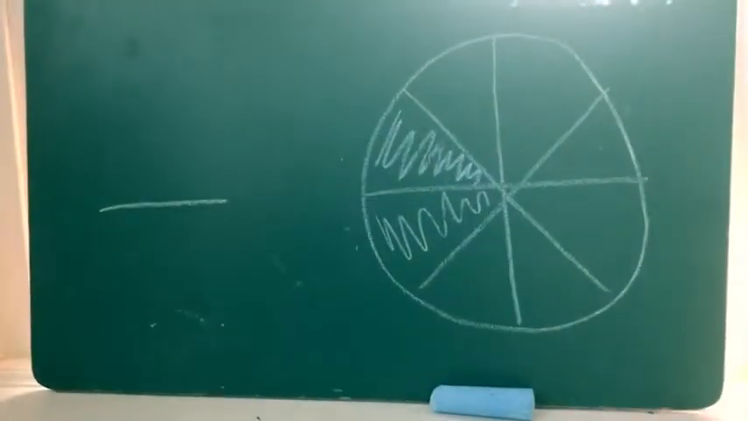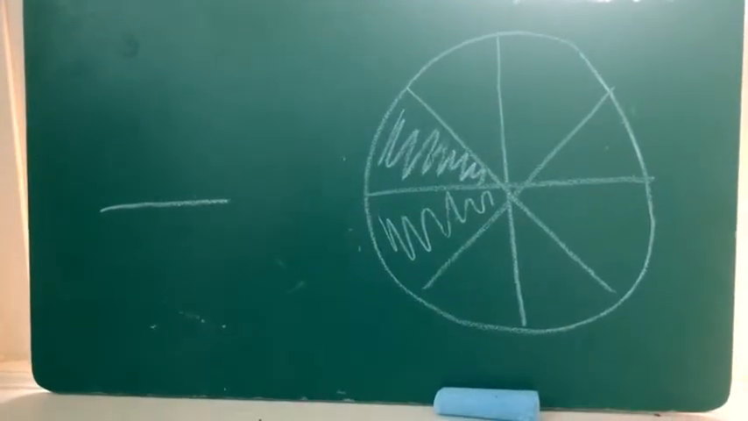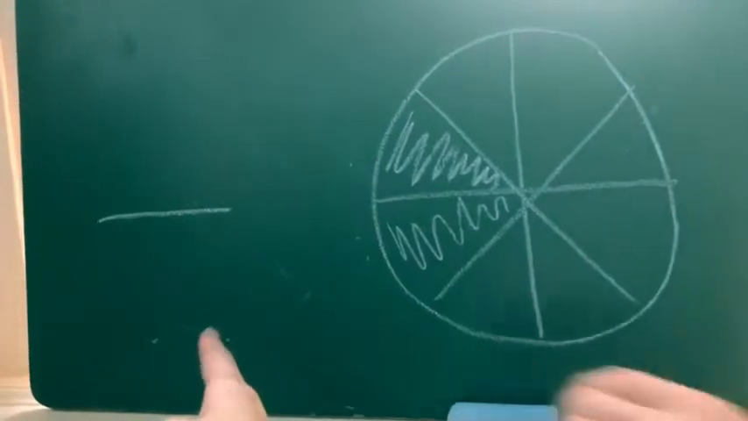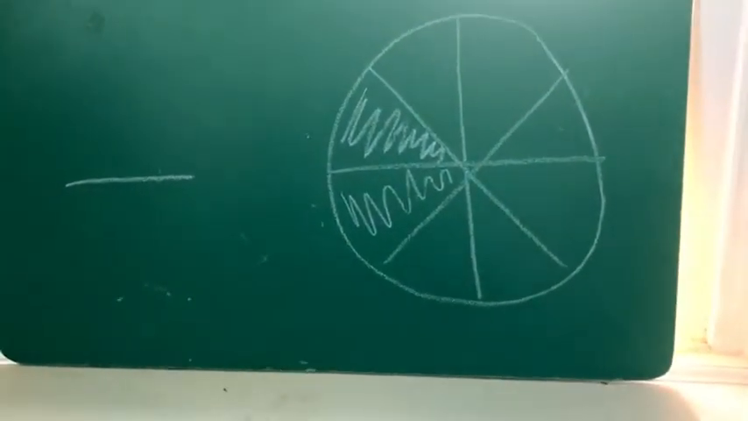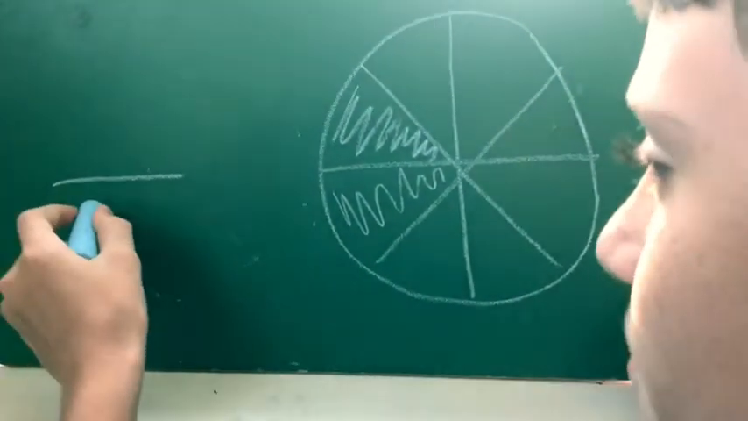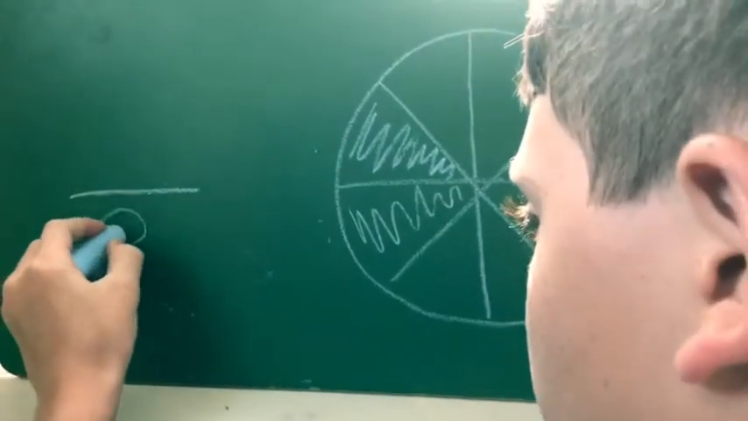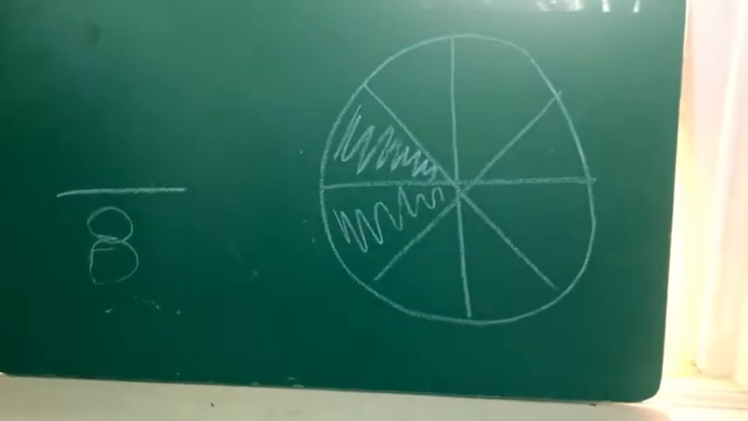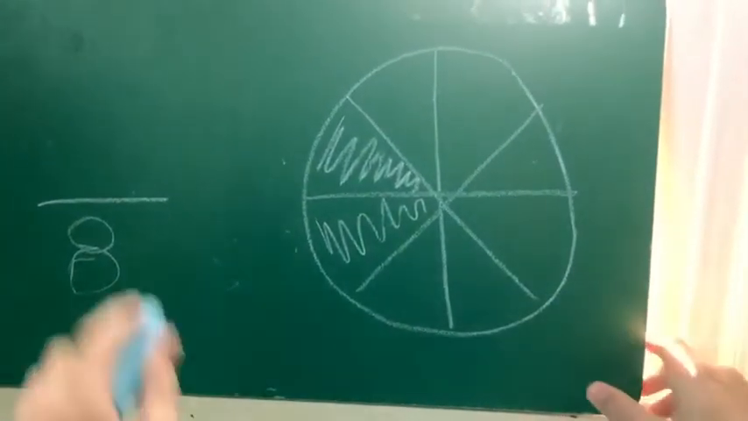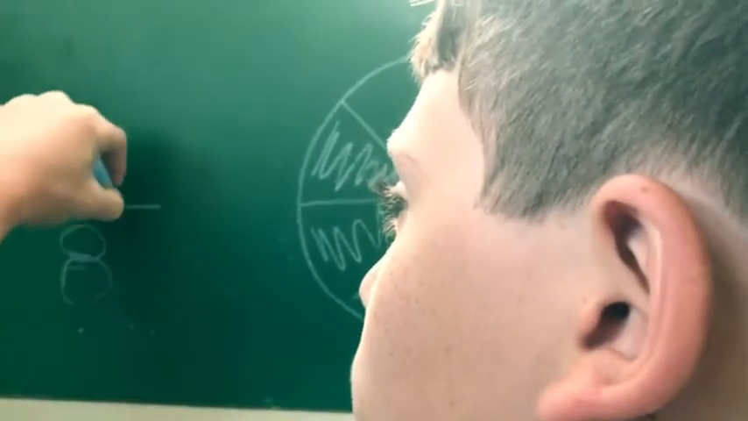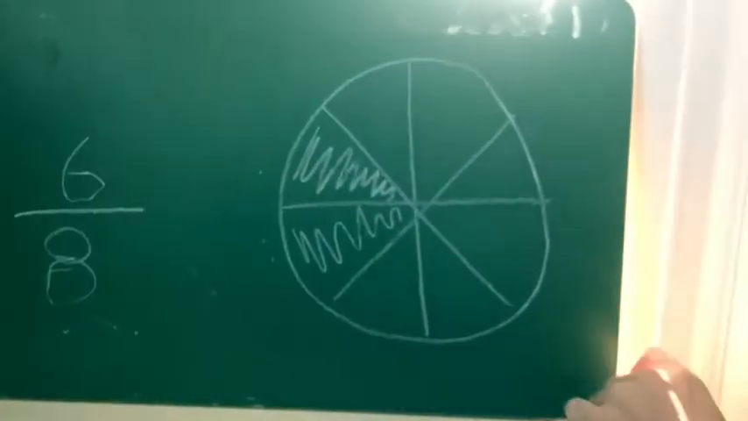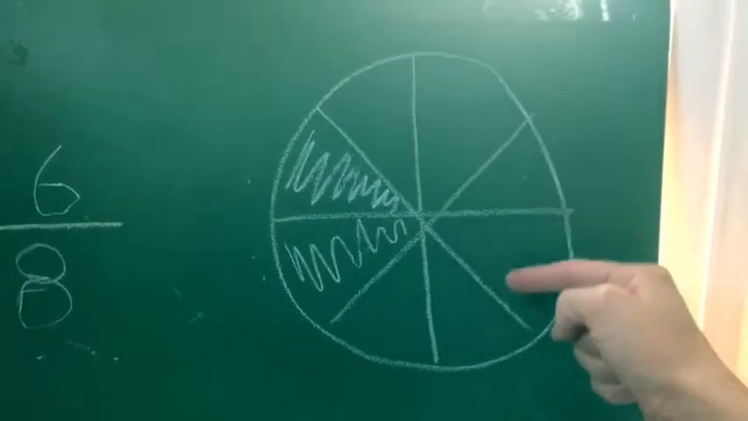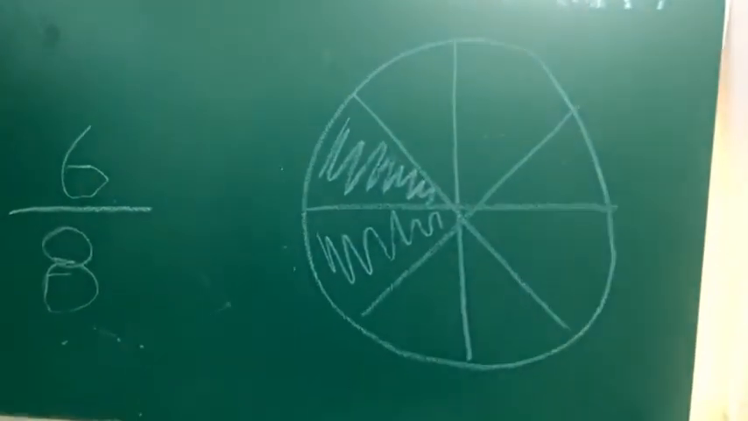Okay, and now I'm going to ask Wiley, how many pieces of the pie do we have left? Wiley, can you show me, by using a fraction, how many pieces of pie we have left? So the bottom number would be 8. And then what's going to be the top number? 6. Good job. And he's right, because if you count, we have 1, 2, 3, 4, 5, 6 pieces of the pie left.